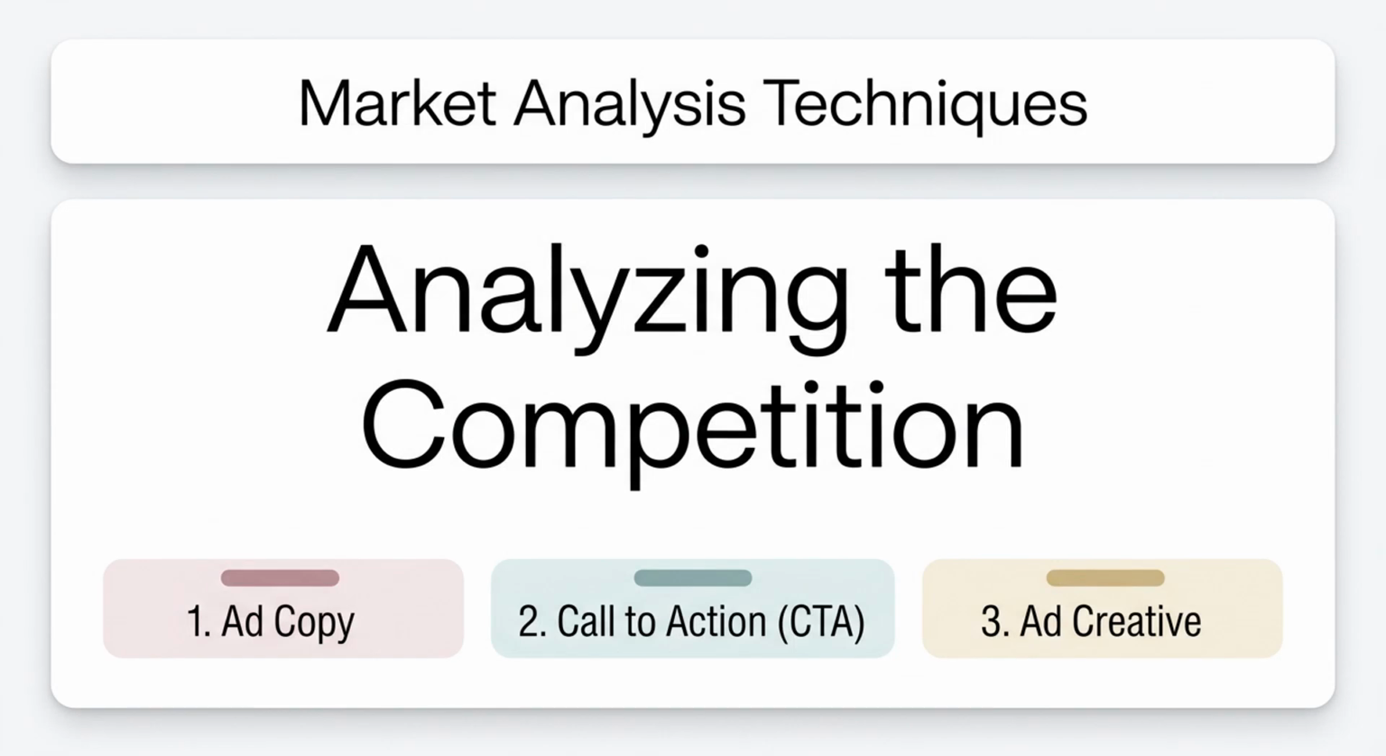Moving into social media, the first step is market analysis. You need to understand what your competitors are doing. When we look at competitor ads, there are three main components we analyze: the ad copy, which is the text, the call to action, or CTA, which is the link or button they want you to click, and the ad creative, which is the image or video used in the ad.